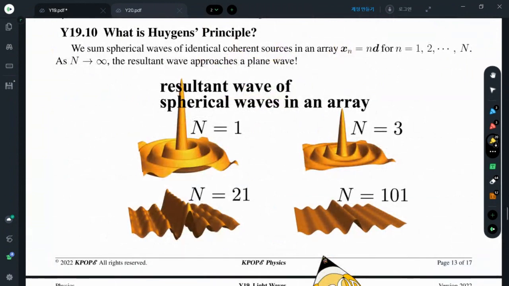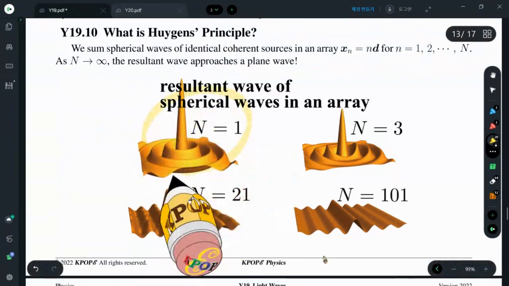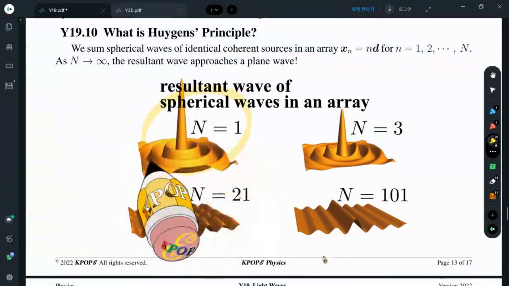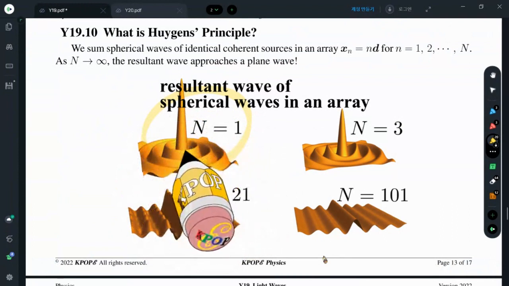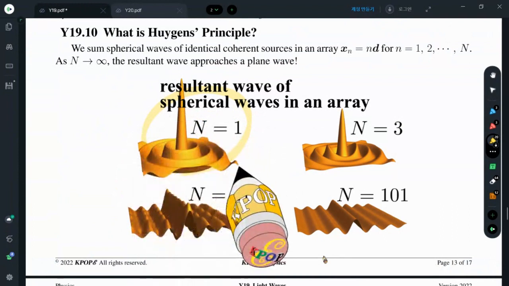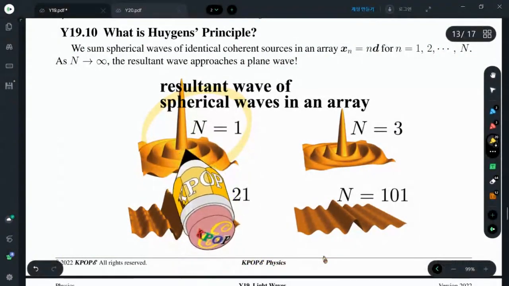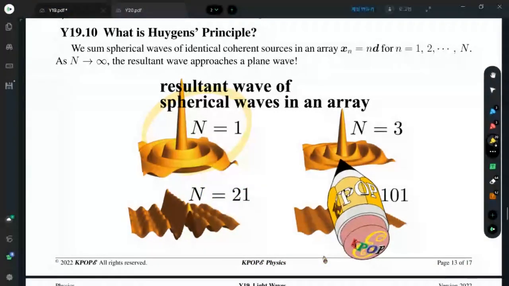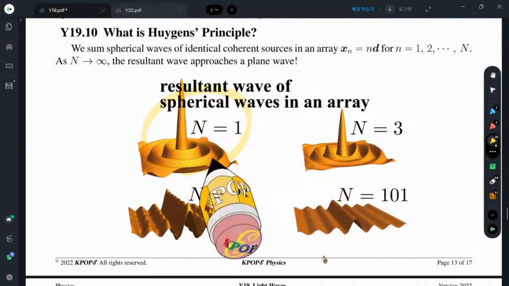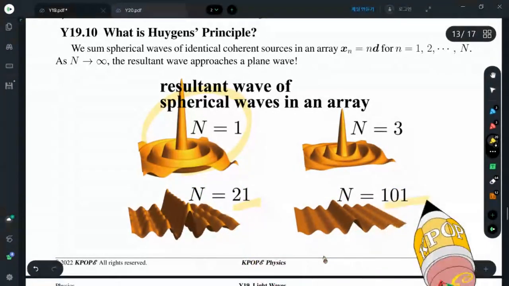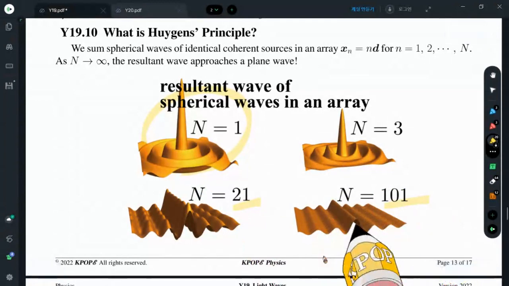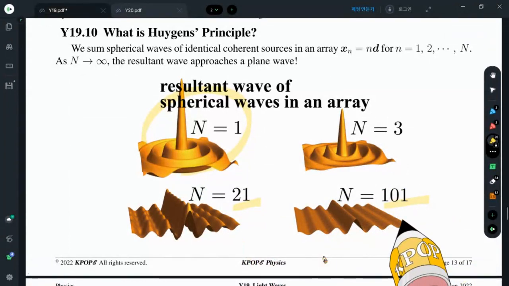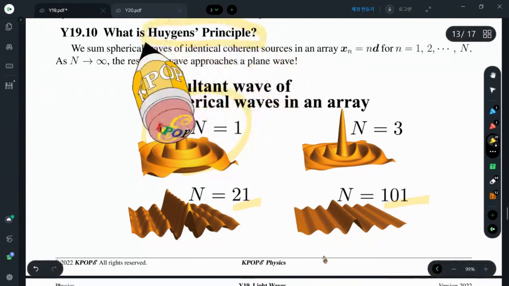Okay, next we consider Huygens' principle. Here we have a single point source that generates a circular wave on water, for example. If you increase the number of point sources, we have three, you can find the change in shape. 21, 100, it looks like a plane wave. Yes, this one reveals the Huygens principle.